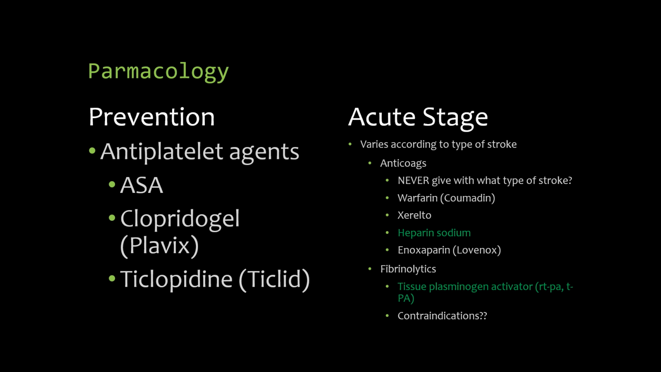Now, fibrinolytics, those are therapies used to help with the stroke and the clots, okay? They are actually going to break up the clot. So anticoagulants are going to help prevent a clot from forming. Fibrinolytics are actually going to bust it up, for lack of a better word. So a very common one is TPA or RTPA, and this is the gold standard for an ischemic stroke.